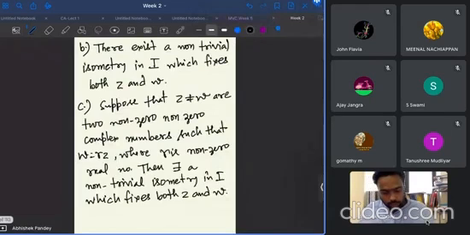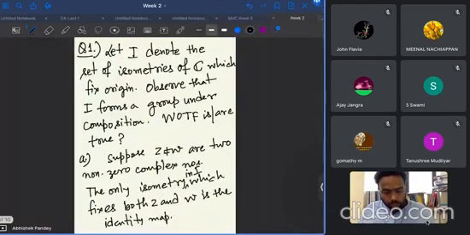So what would be the solution for this one? Can you tell me? Any idea?